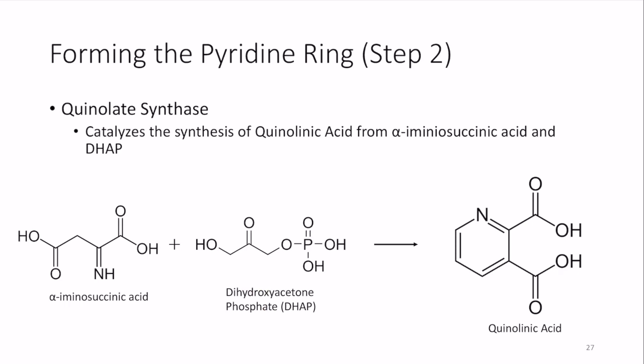So now the next reaction is quinolate synthase. Now this is a pretty cool reaction, I thought, and it is the mechanism that we are going to be looking at in more depth here. So quinolate synthase basically combines alpha aminosuccinic acid and dihydroxyacetone phosphate to make quinolinic acid.